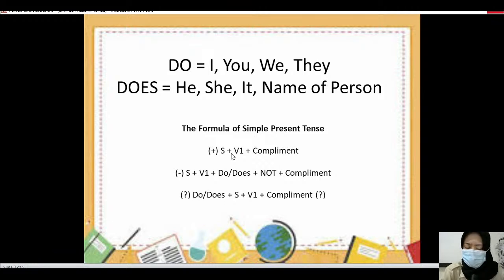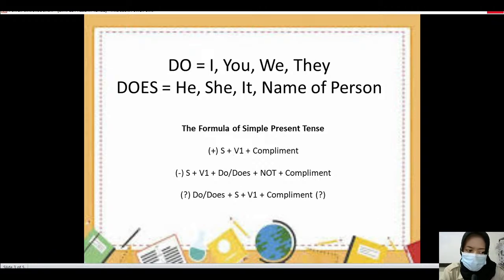The formula for positive is subject, verb 1, complement. Negative, subject, do or does plus not, verb 1, complement. Meanwhile, interrogative, do or does, subject, verb 1, and complement.